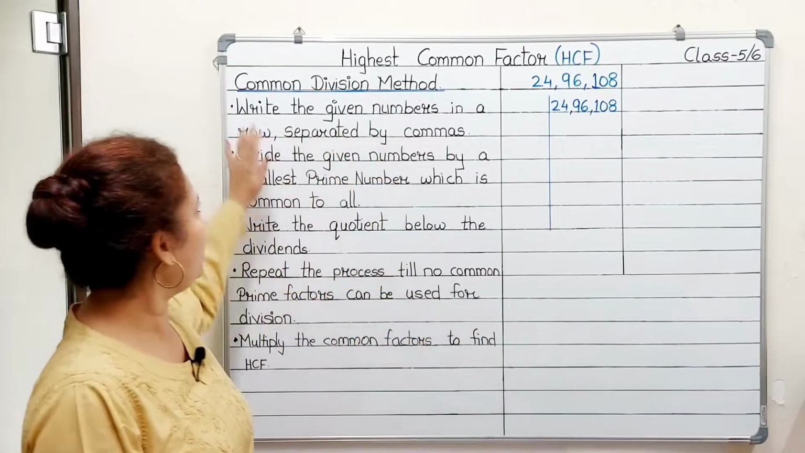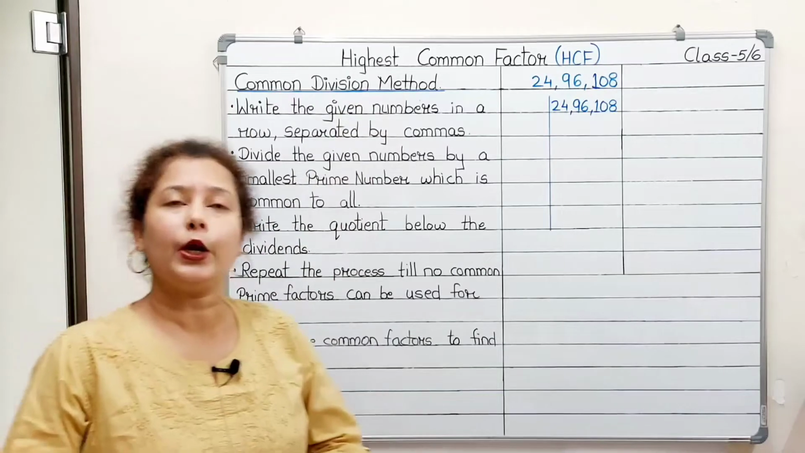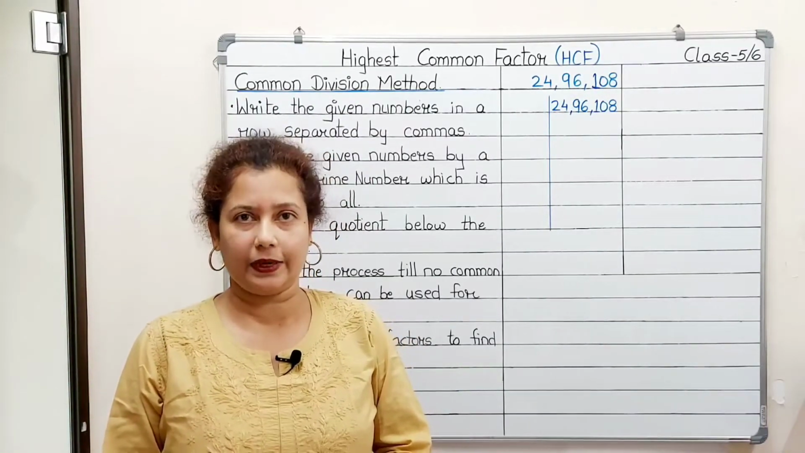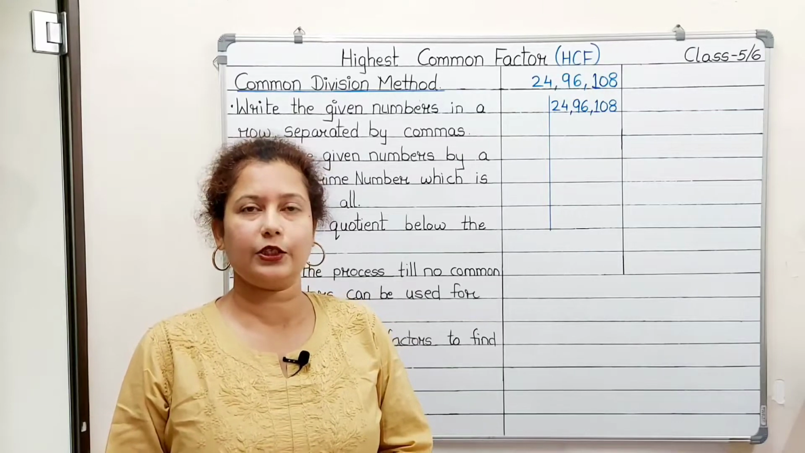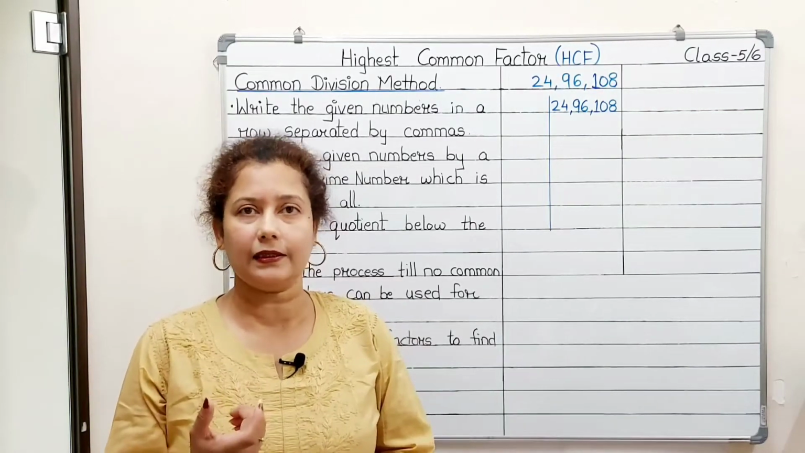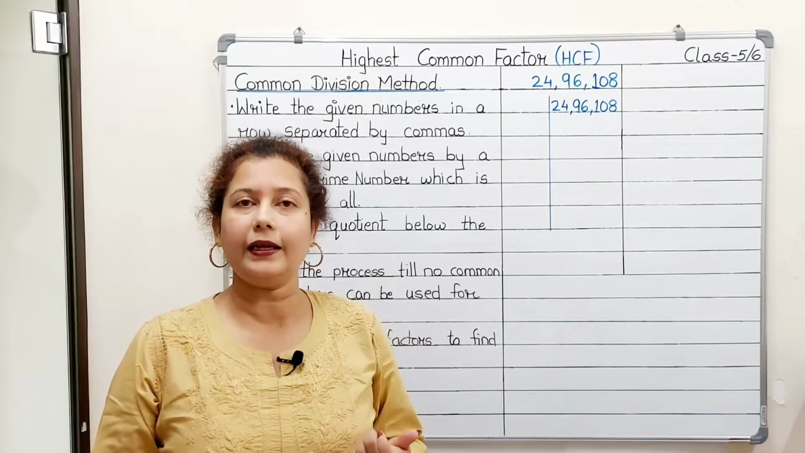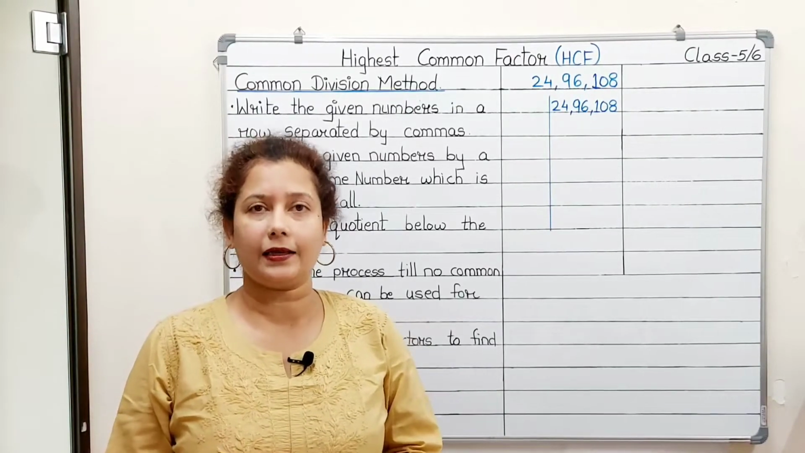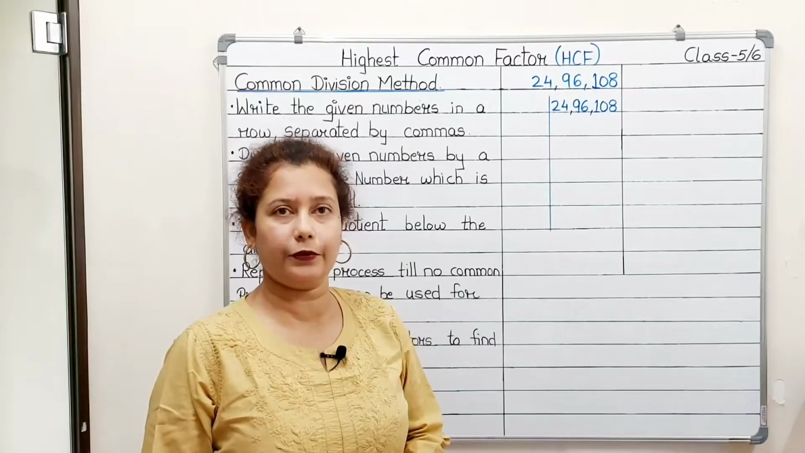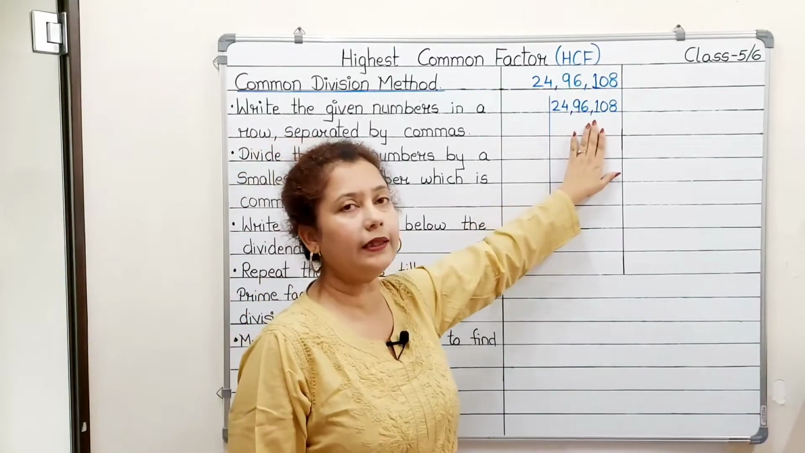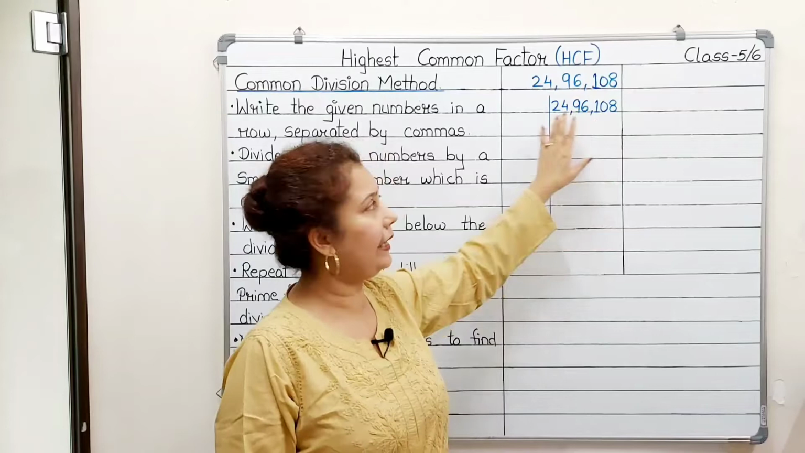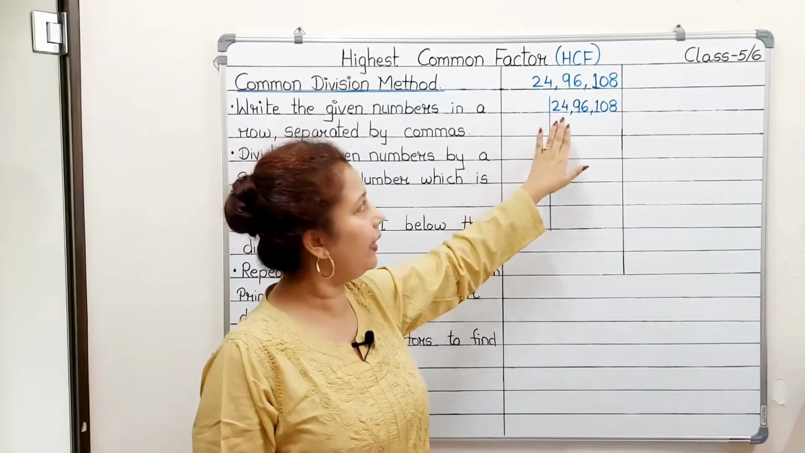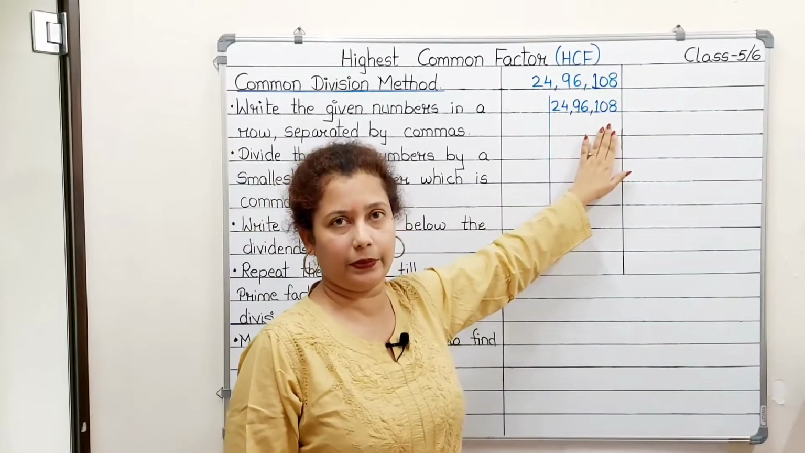First, we will understand common division method. Common division method is similar to prime factorization method. In prime factorization method, we have taken a single number and we divide it by the prime factors till we get 1 as the quotient. The only difference is here we take all the given numbers together and divide it by a prime number which can divide all the given numbers.